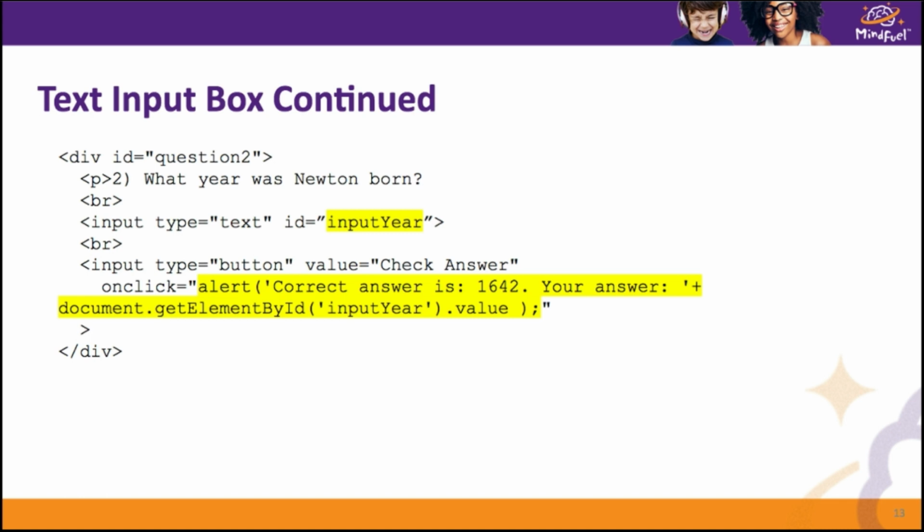The highlighted code is enough detail for JavaScript to find the text box I'm referring to, get the value that was typed into it, and display it in an alert message with my messaging. I have specifically told my computer to have an alert with the correct answer and then a space for the user's answer as well. Let's try out this highlighted code together in our editor.